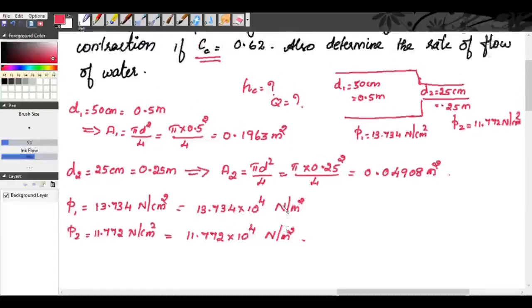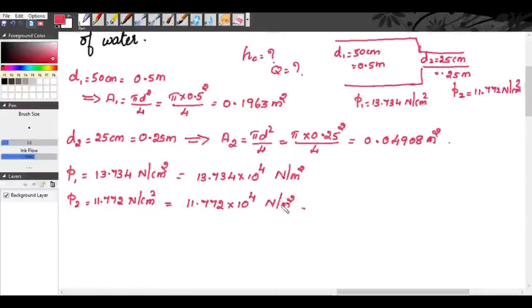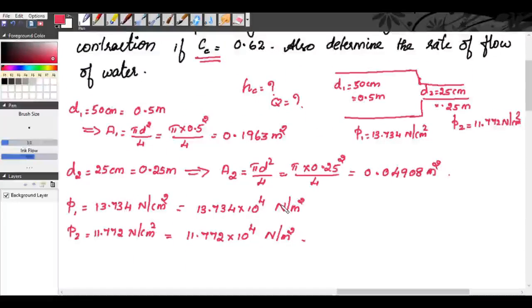Then what else is given? The coefficient of contraction is given. Coefficient of contraction is given as 0.62. So, Cc is given as 0.62.